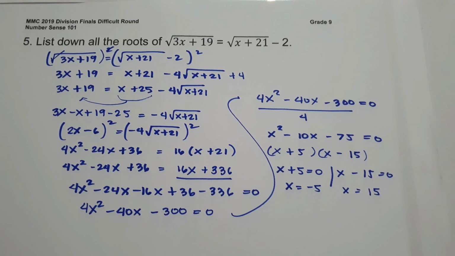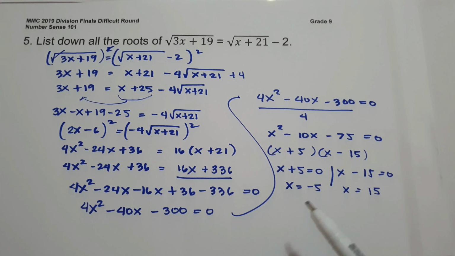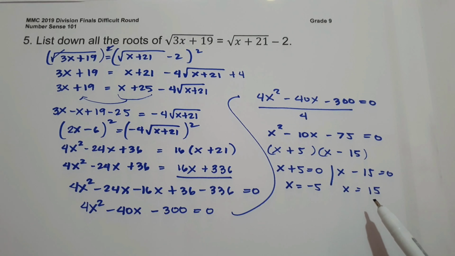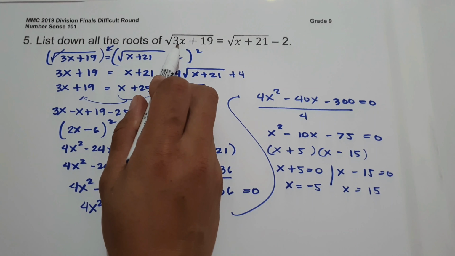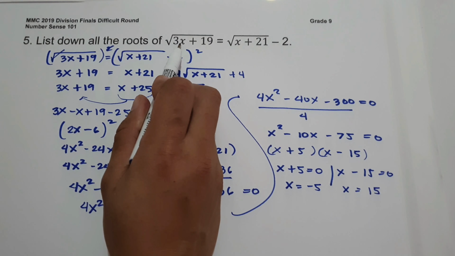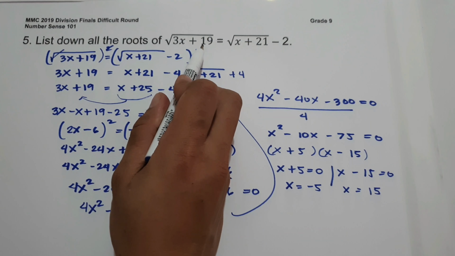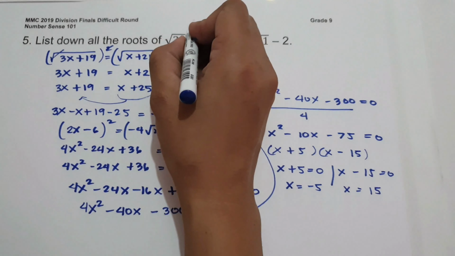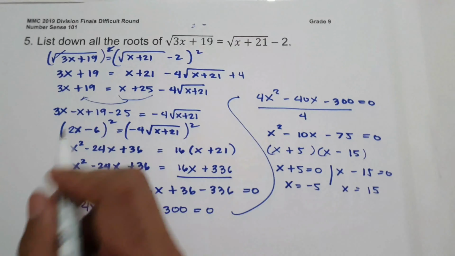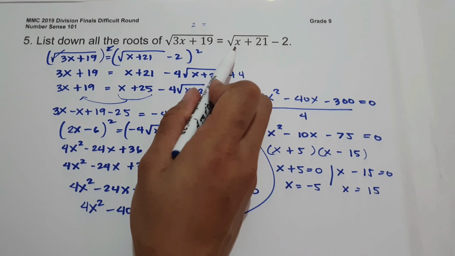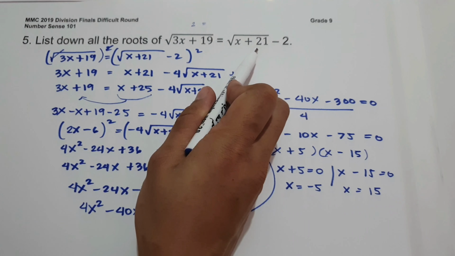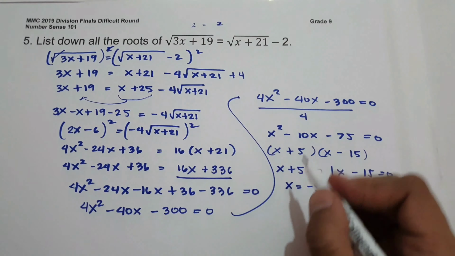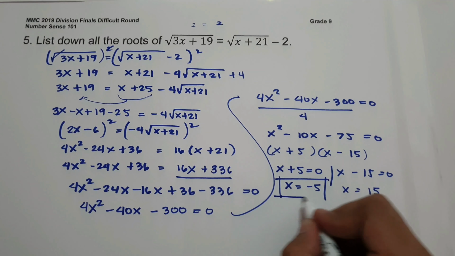So let us check first if negative 5 and 15 is part of the solution. So if we are going to substitute negative 5 here, so this is 3 times negative 5, that is negative 15 plus 19, that is 4. The square root of 4 is 2. And then negative 5 plus 21, that is 16. Square root of 16 is 4 minus 2, so 2. So therefore, negative 5 is part of the solution.